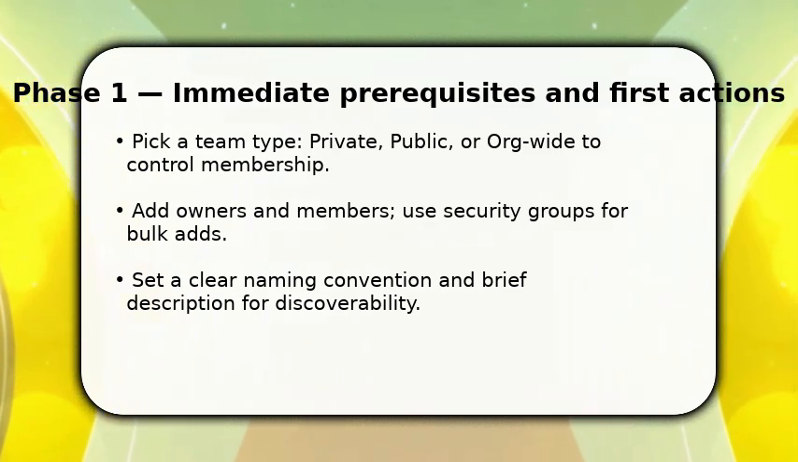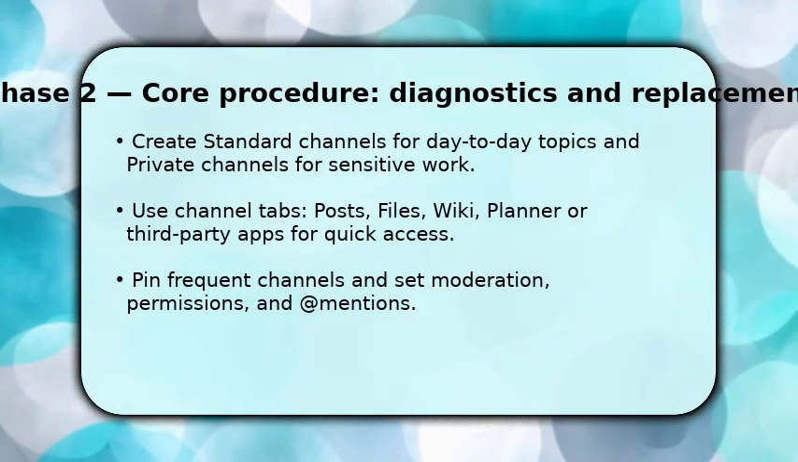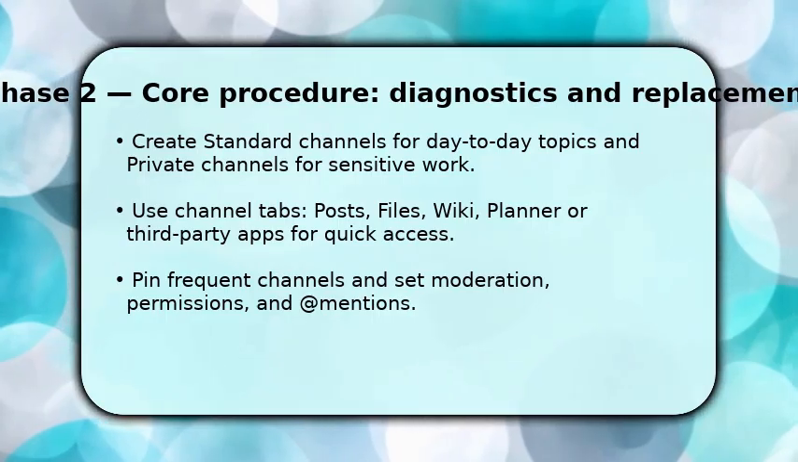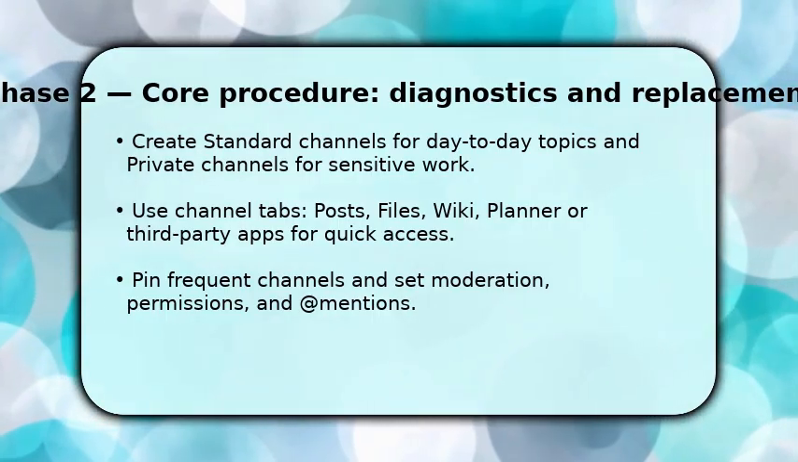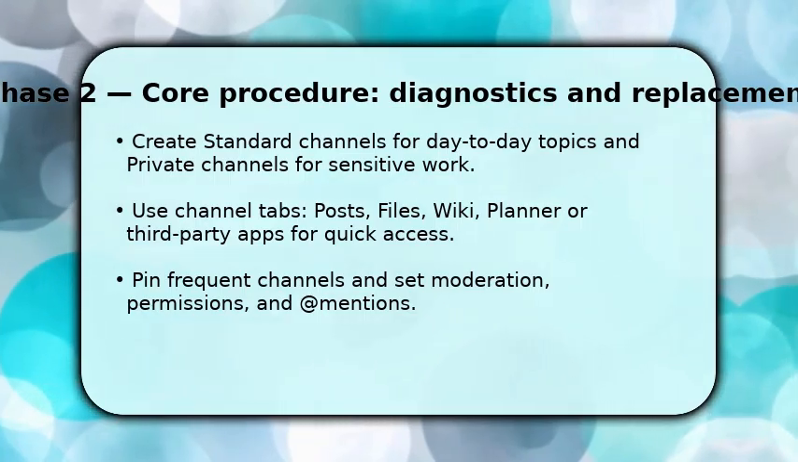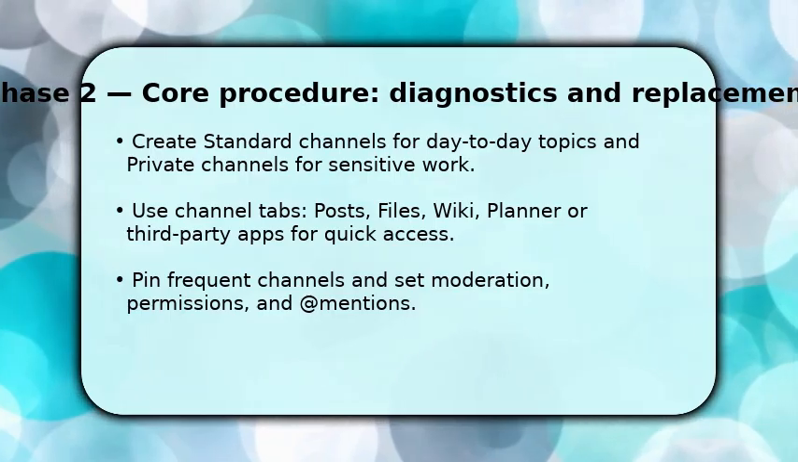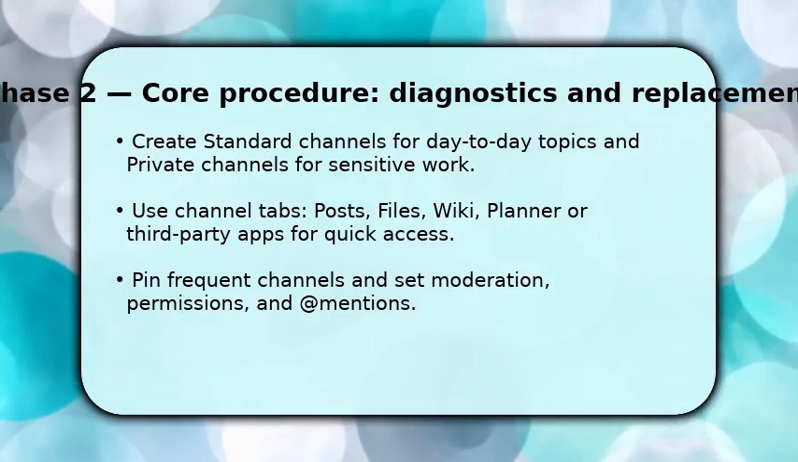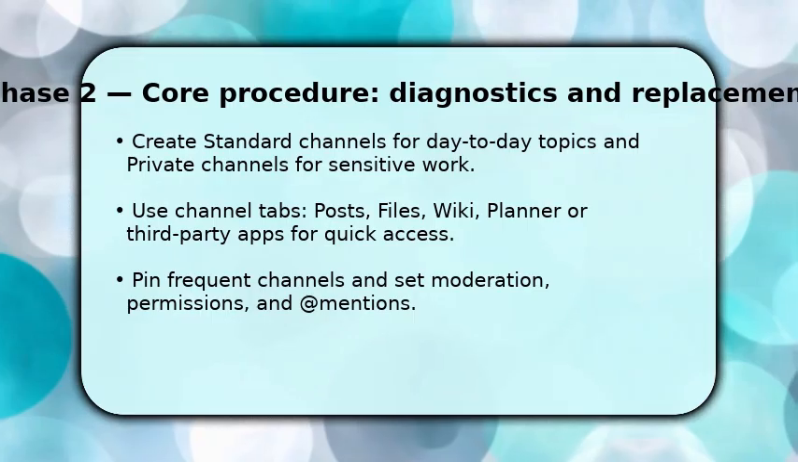Next, add channels that map to projects, departments, or workflows. Use standard channels for open collaboration and private channels when confidentiality is required. This controls who sees conversations and files. Add tabs for files, Planner, OneNote, or key apps so people land where they need to work.